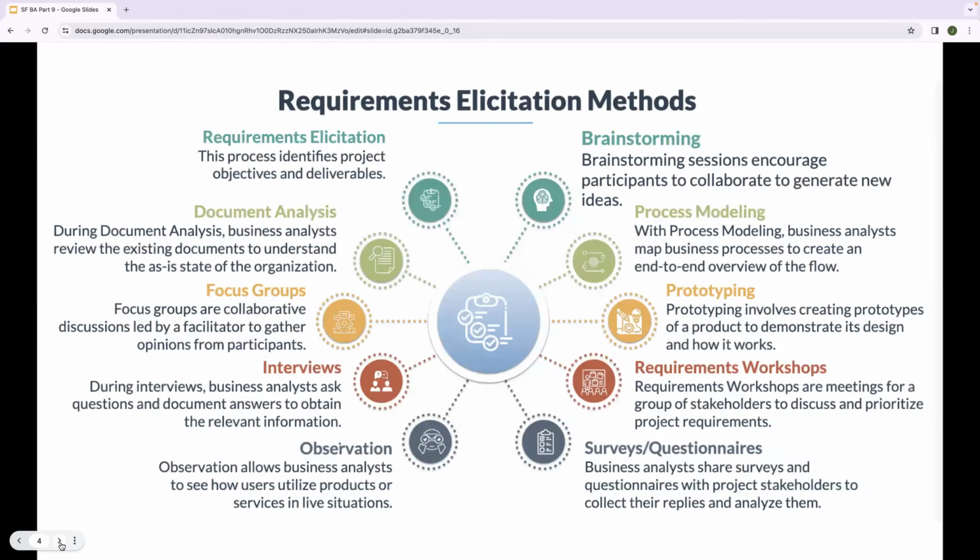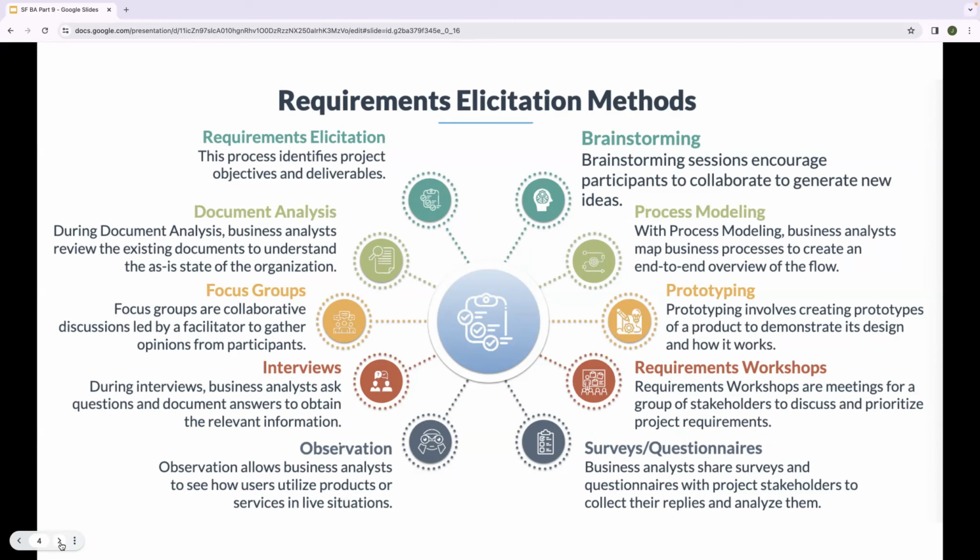Requirement elicitation methods. Requirement elicitation. This process identifies project objectives and deliverables. Document analysis. During document analysis, a business analyst reviews the existing documents to understand the as-is state of the organization. Focus group. Focus groups are collaborative discussions led by a facilitator to gather opinions from participants.